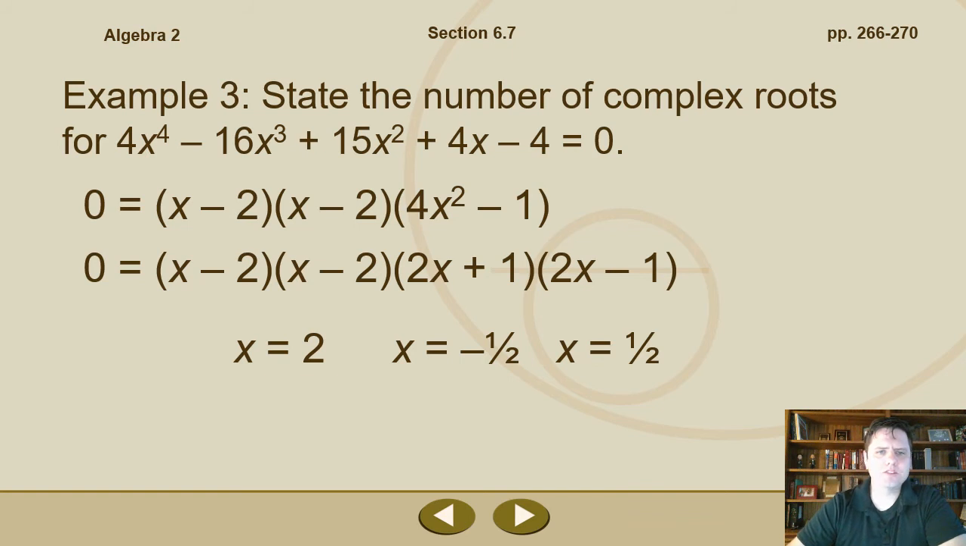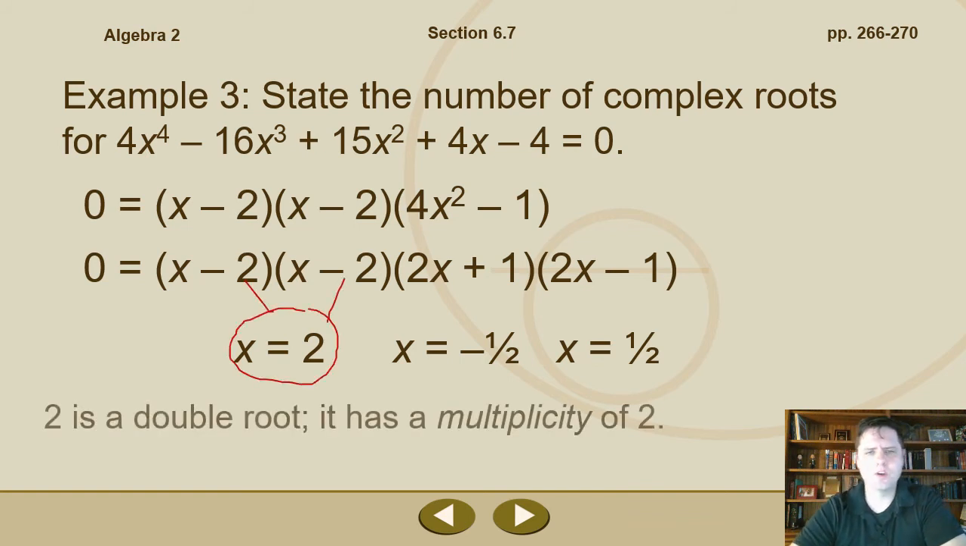But this answer 2 is a double root. And so there really are still 4 roots, it just so happens that one of them is a double root. And so that's why, again, this holds true. The number of complex roots is still 4. It's just that one of them is a double root.